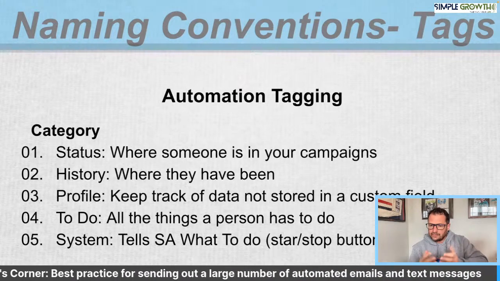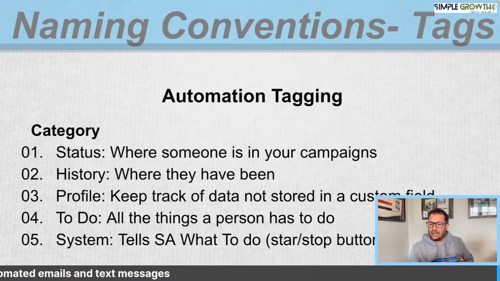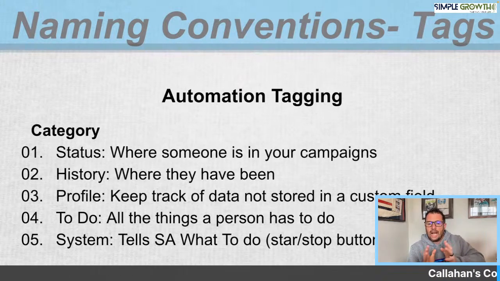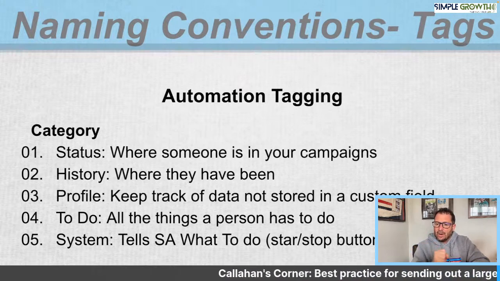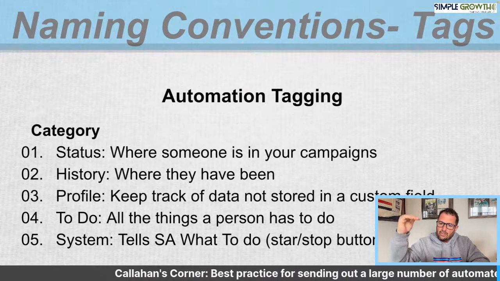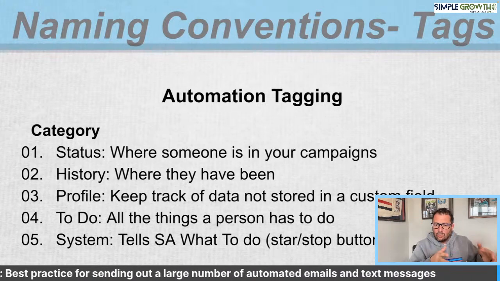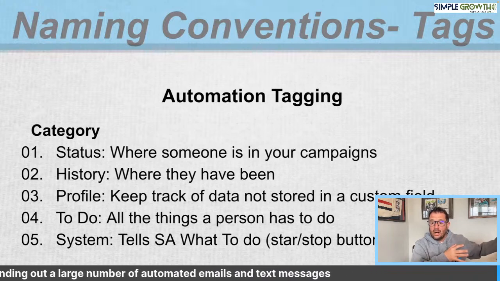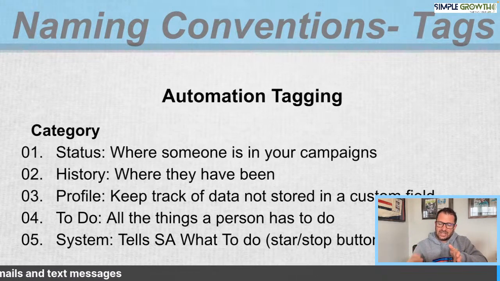Now, the fifth one is our 05 system tag. It tells SA, or whatever the automation platform, what to do. And what happens here is it literally is our automated start and stop button. So when we go into build an automation, depending on your platform, whether it's Service Autopilot, Copilot, or Keap, this tag is going to be our trigger to start or stop.